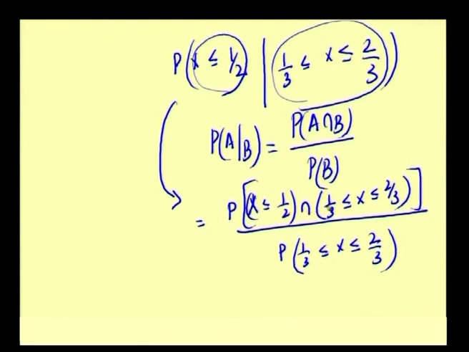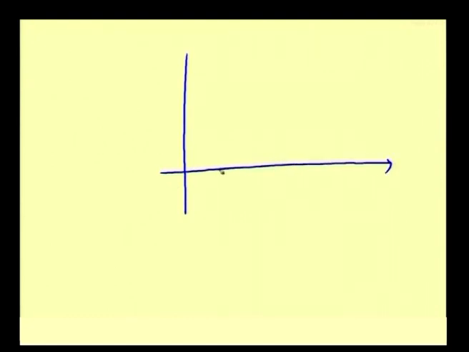What does this event stand for? x less than or equal to 1 by 2 intersection 1 by 3 less than or equal to x less than or equal to 2 by 3. We have to draw the graph, then only you can understand what this intersection stands for. Plot x values here. First of all I will plot 0, then 1 by 3, which is actually 0.333, then 1 by 2 which is 0.5, then 2 by 3 which is 0.67. First is x less than or equal to 1 by 2.